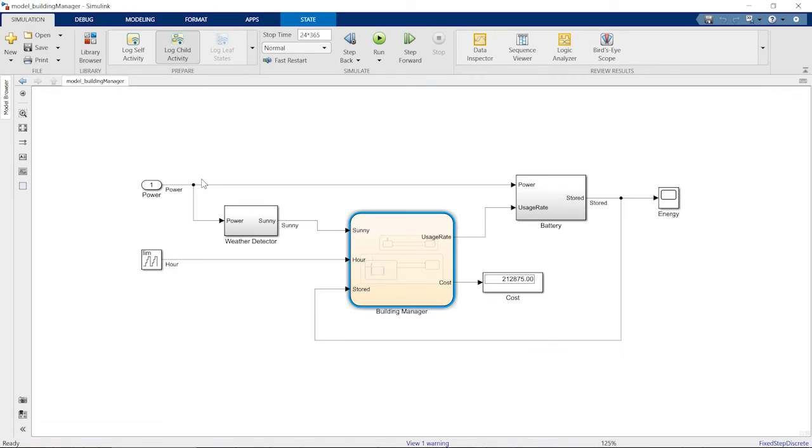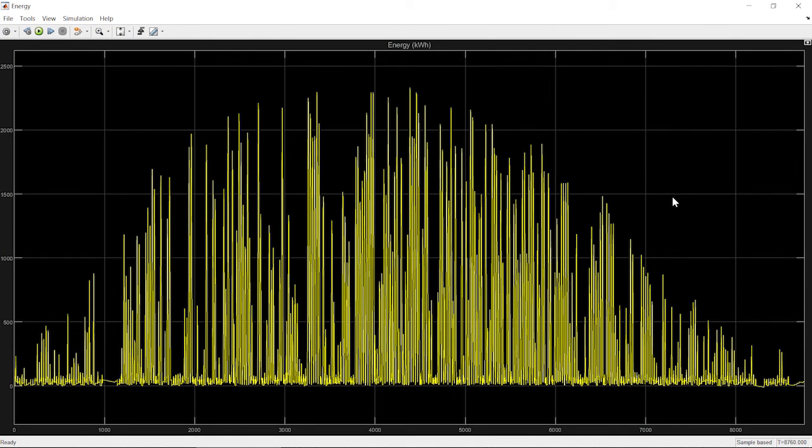Once the simulation has finished running, we can see the total energy cost from the display. Let's open the scope to see how the stored energy varies over time. We can observe strong oscillations in the stored energy from the varying sunlight conditions. Using the battery as a buffering unit, we've managed to obtain a more stable energy source from the solar panels.